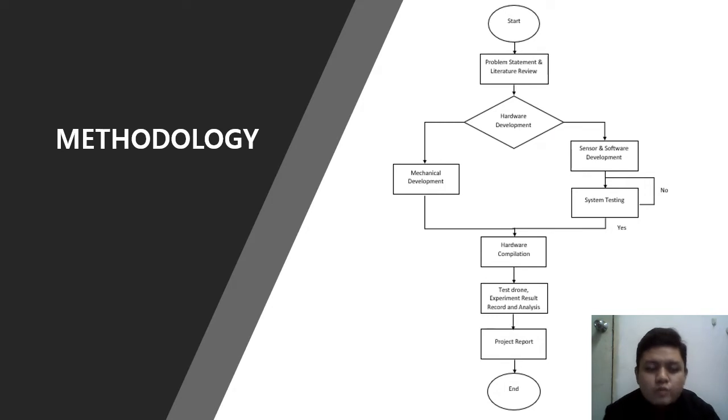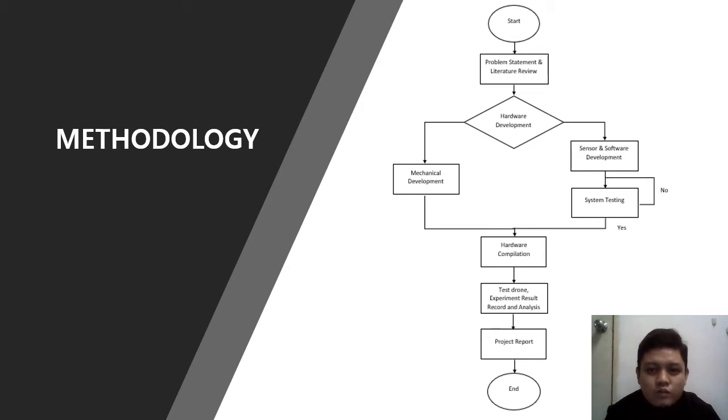Next I will explain about the last chapter of my presentation, which is methodology. First I will show you the flowchart of my process. First, start, and then identify the problem statement and create the literature review, which is to make any research. And then we will go to hardware development. Hardware development is split into two, which is mechanical development and sensor and software development.